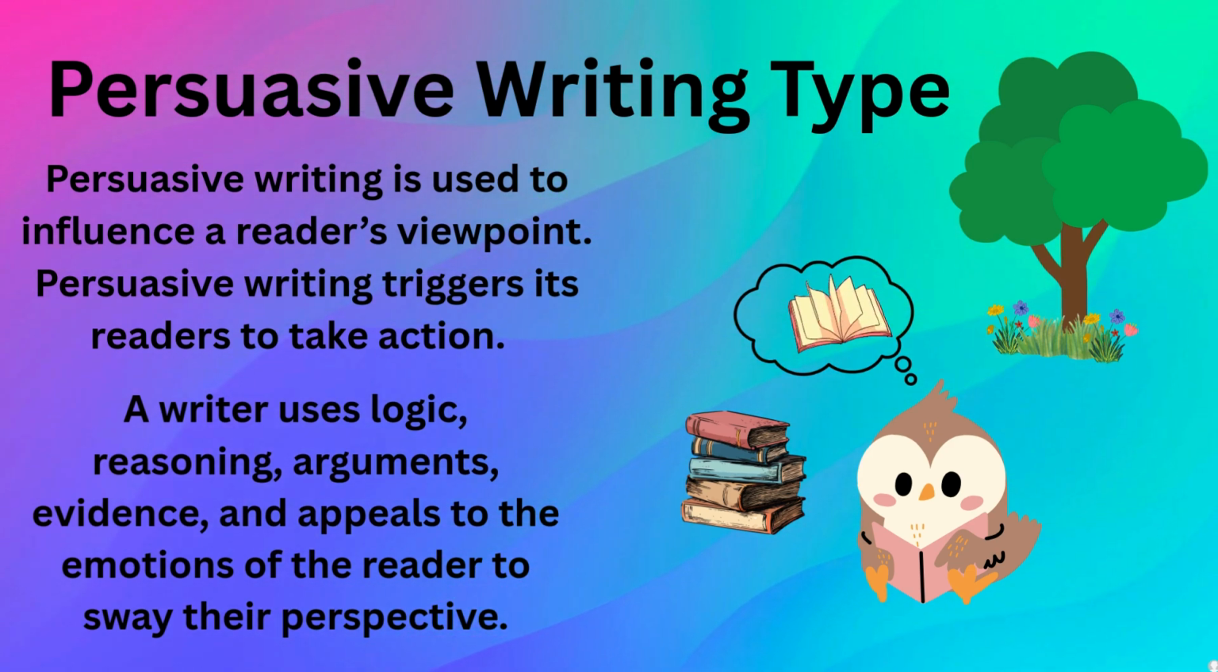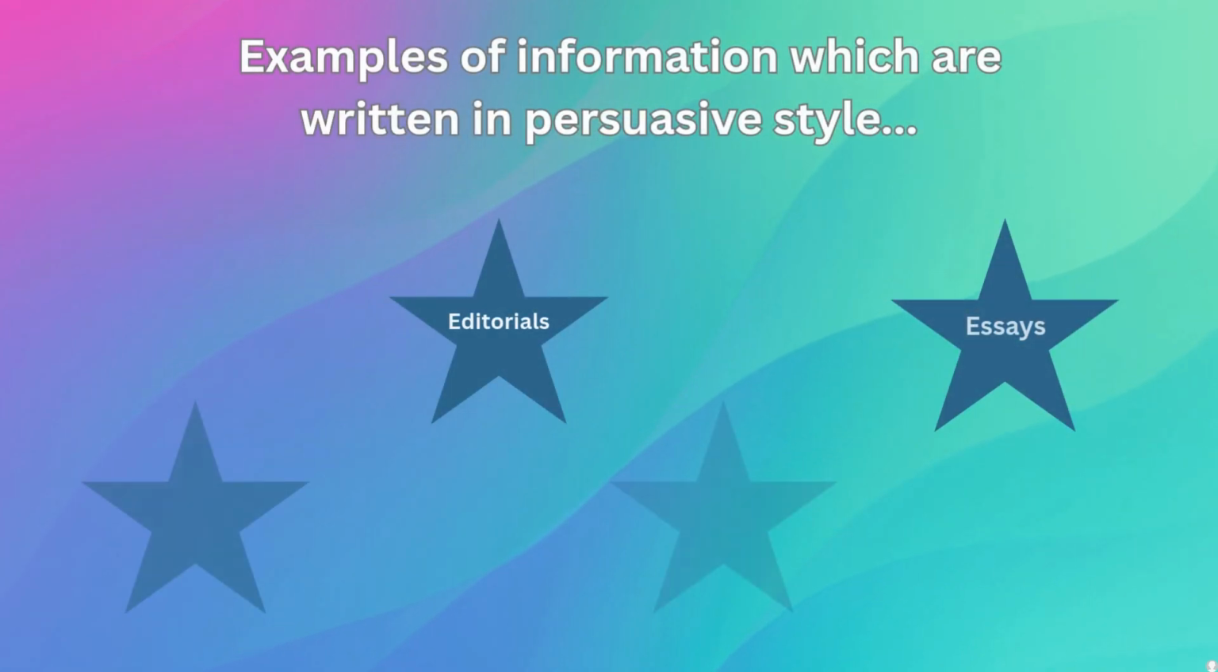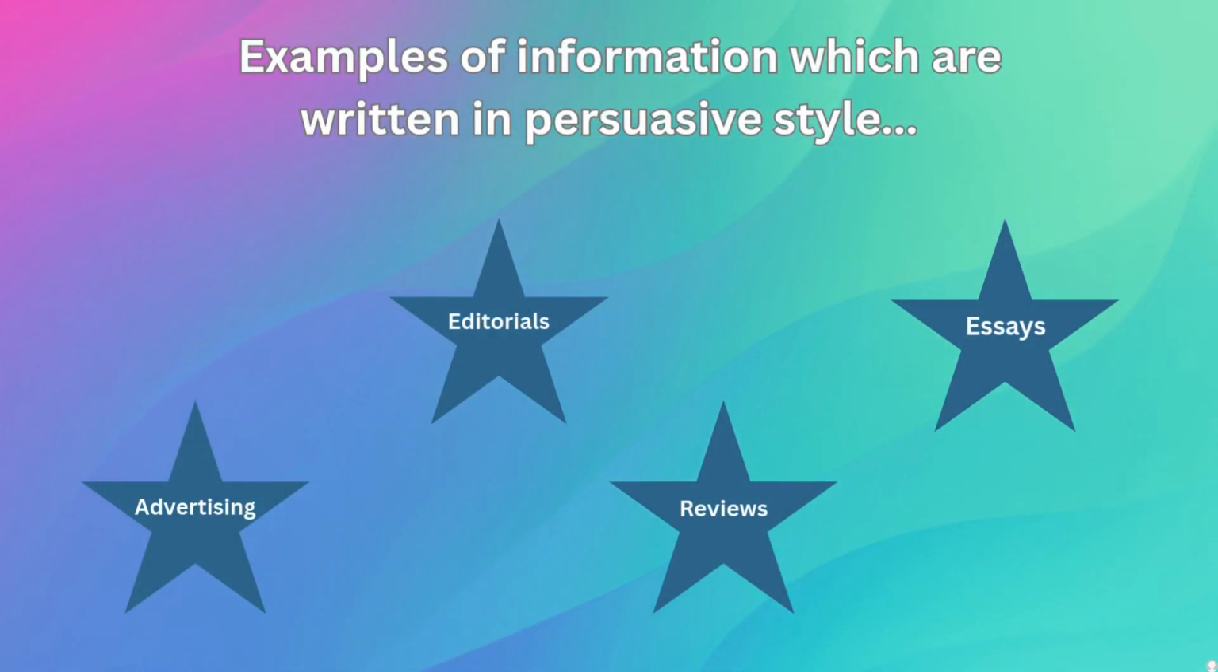Persuasive writing type. Persuasive writing is used to influence a reader's viewpoint. Persuasive writing triggers its readers to take action. A writer uses logic, reasoning, arguments, evidence, and appeals to the emotions of the reader to sway their perspective. Examples of information which are written in persuasive style are advertising, editorials, reviews, and essays.